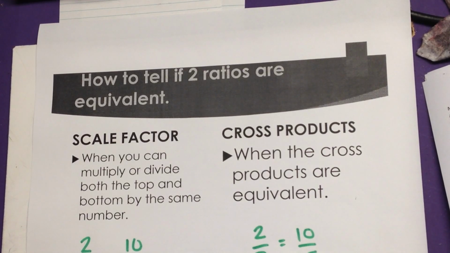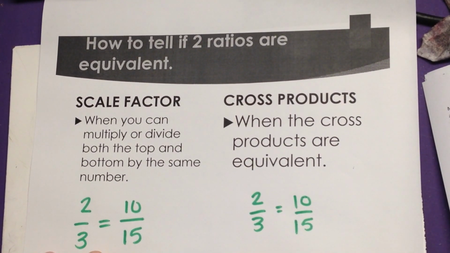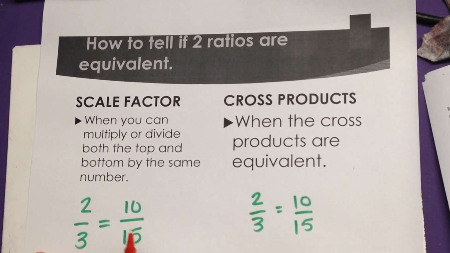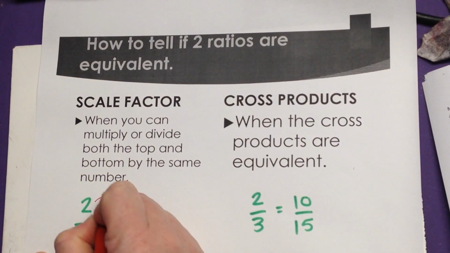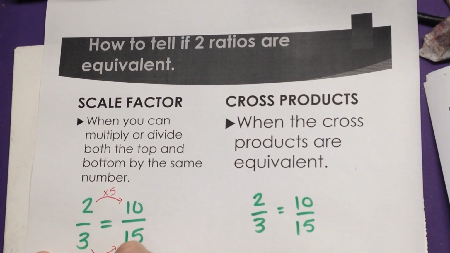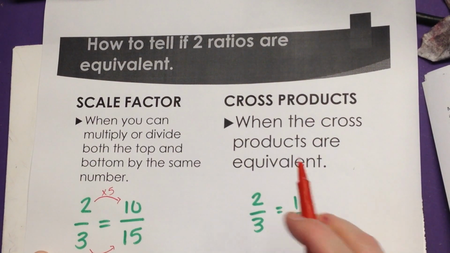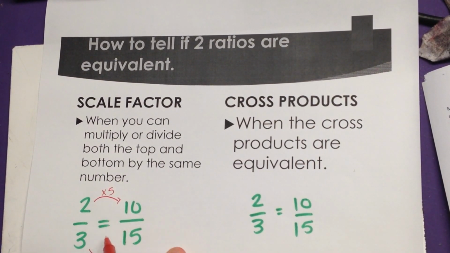All right, the very last part here is how do you tell if 2 ratios are equivalent, just like fractions. One is the scale factor. I can multiply the top and the bottom by the same number. So my scale factor here would be a 5. 2 times 5 is 10, and 3 times 5 is 15. If I can multiply the top and the bottom by the same thing, they're equivalent. Or I can also use cross products. Sometimes these are equivalent even if this doesn't work, because it may be multiplying by like 2.5 or something.